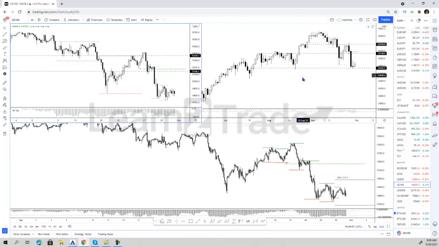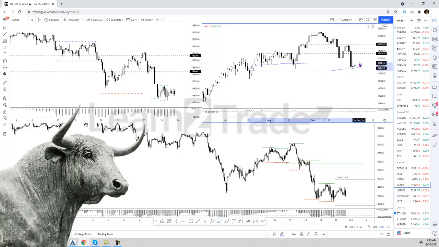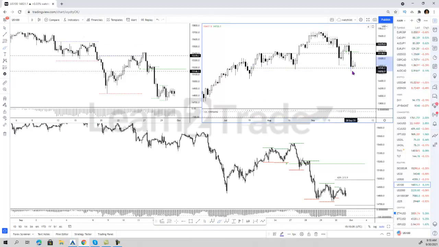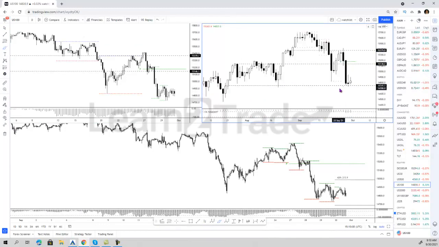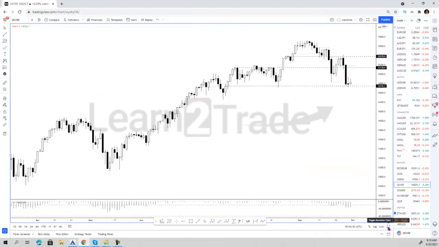And I actually am liking this zone right here on the Nasdaq. These previous lows right here. Yesterday's candle was a quite undecisive candle after a massive bearish candle on Tuesday, I believe. And now we are seeing quite a reversal structure on the lower time frame.